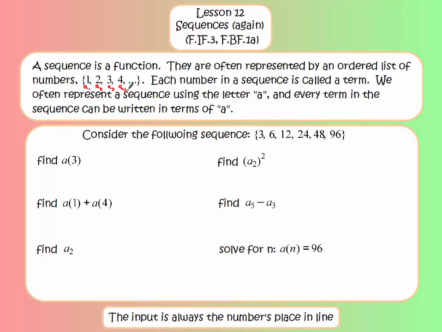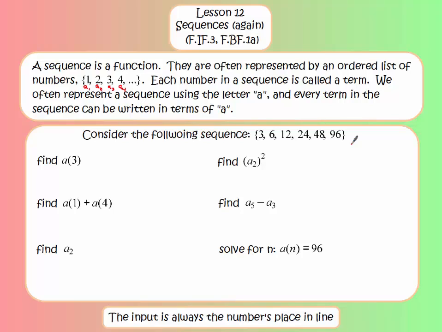All right, so let's look at the bottom. We have this other notation too. It says consider the following sequence: 3, 6, 12, 24, 48, 96. And it stops. Okay, notice it doesn't keep going. So we have what looks like 6 terms in this sequence.